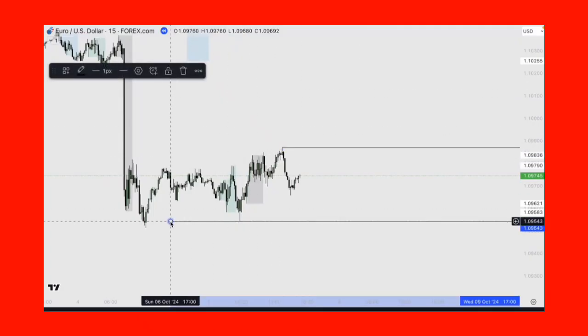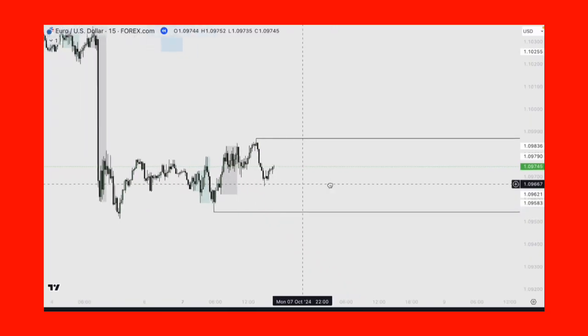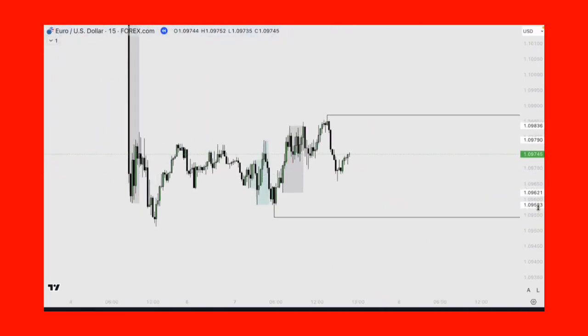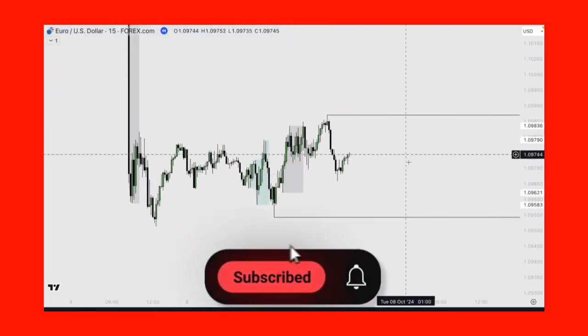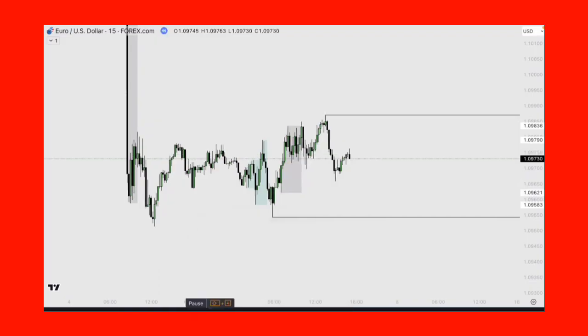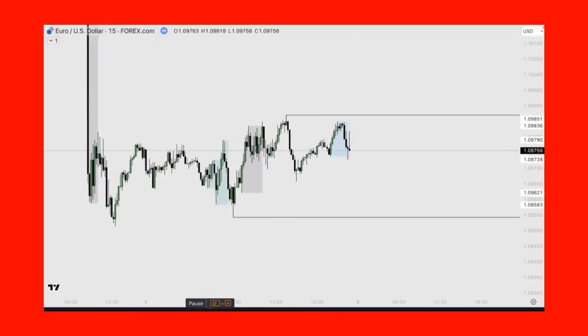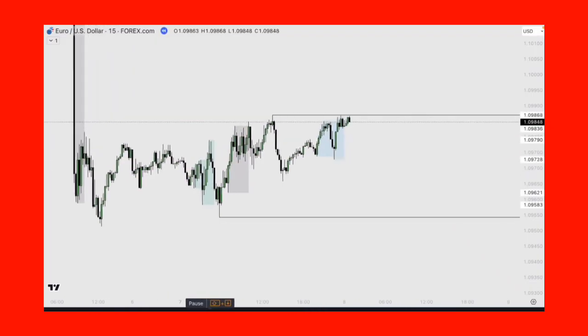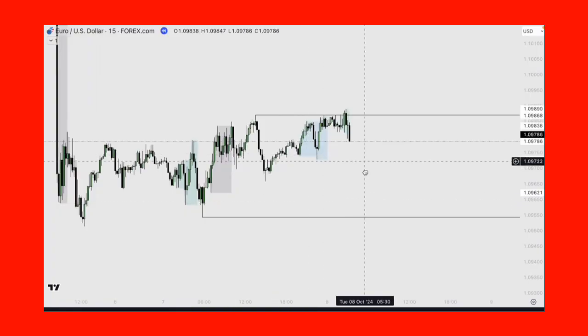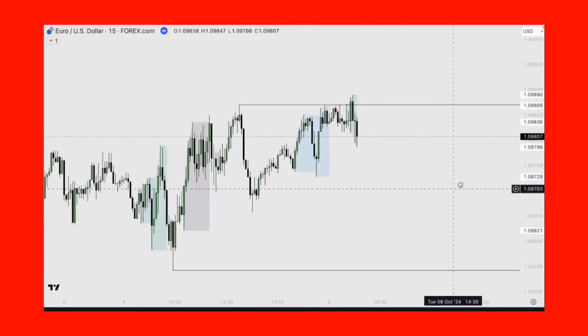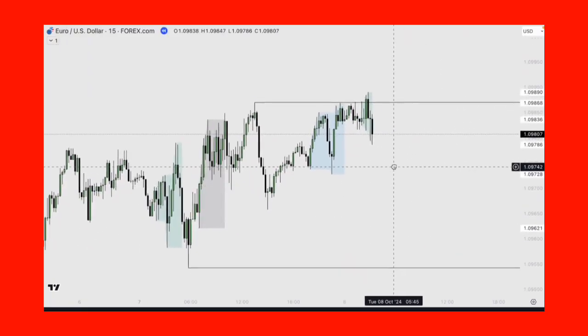There we have our high. There we have our low. And we are going to play price forward and just wait for one of these two zones to get hit. Let's see. Don't get a tap yet. Here we go. Okay. Over here, we have a run above previous day high.